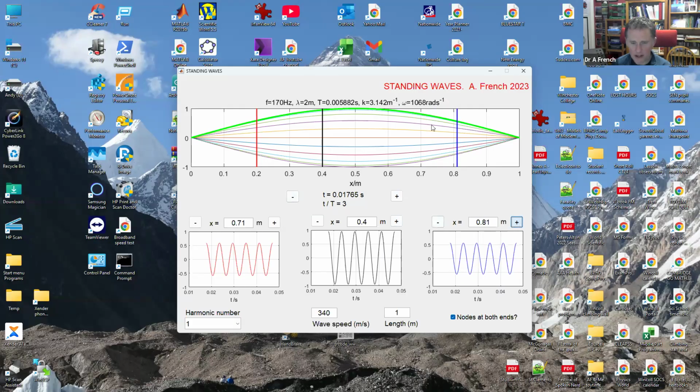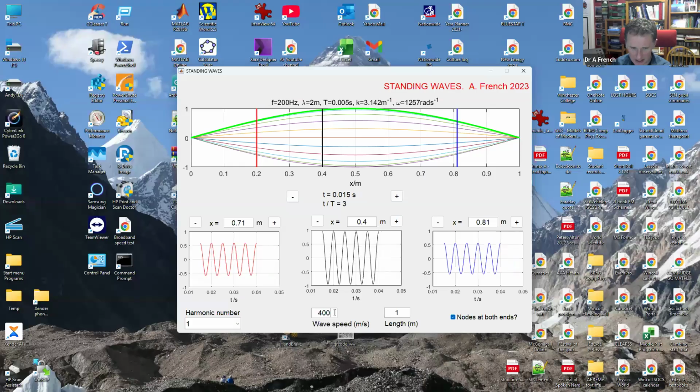Okay, so this is a nice way of looking at standing waves. Mathematically, it's a product of a spatial wave and a time-dependent wave, and that's a nice thing to work out. But ultimately, it's a way of visualizing these with all the information you need, like the wave speed, etc. So if I change that to 400 meters per second, you can see how everything now changes.